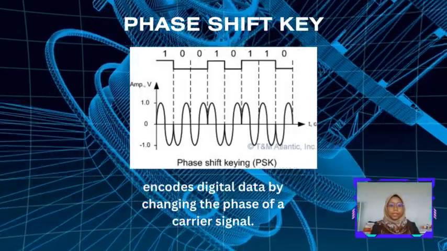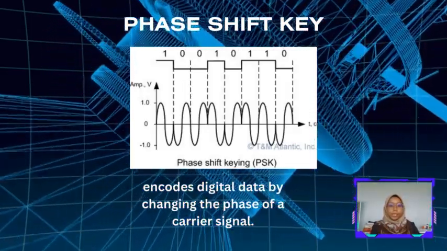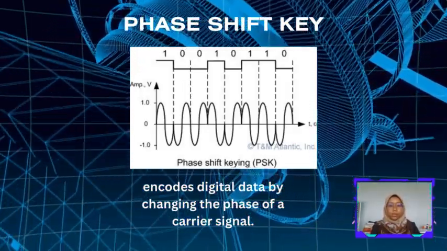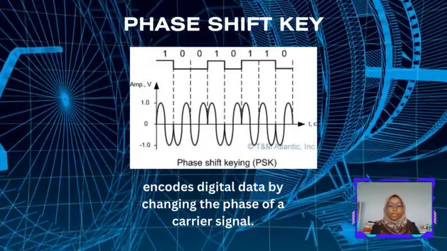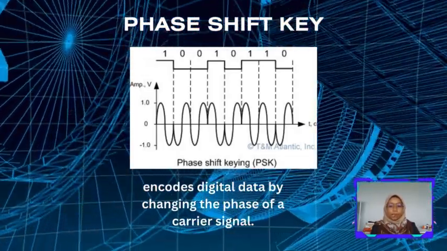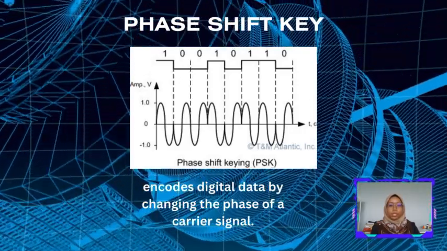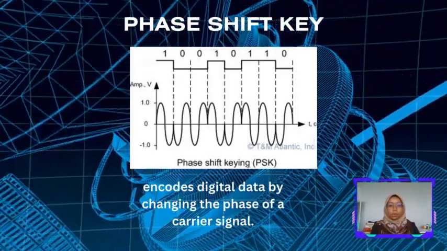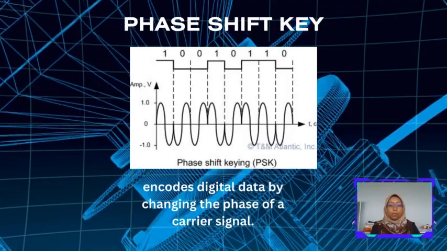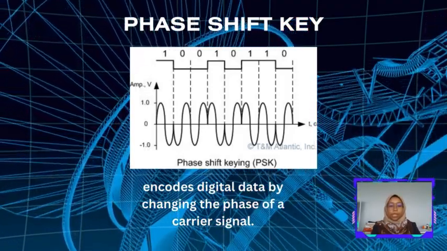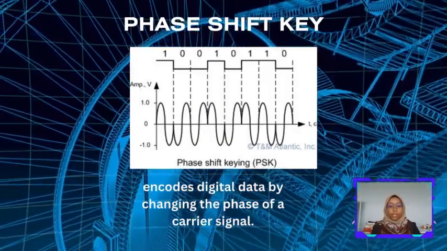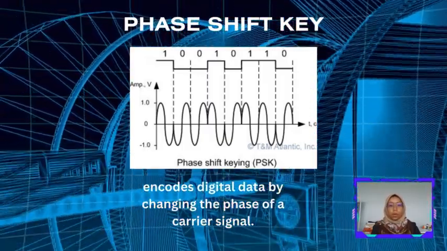The second method is phase shift keying, PSK. PSK encodes digital data by changing the phase of a carrier signal, like FSK. PSK can use more than two phases to increase baud efficiency, allowing more than one bit to be transmitted in a single symbol. PSK is commonly used in wireless communication systems such as Wi-Fi and Bluetooth.